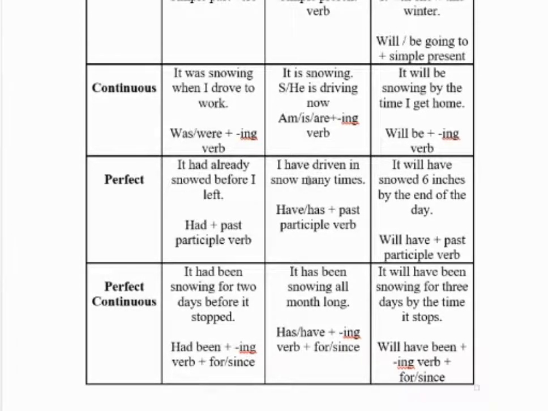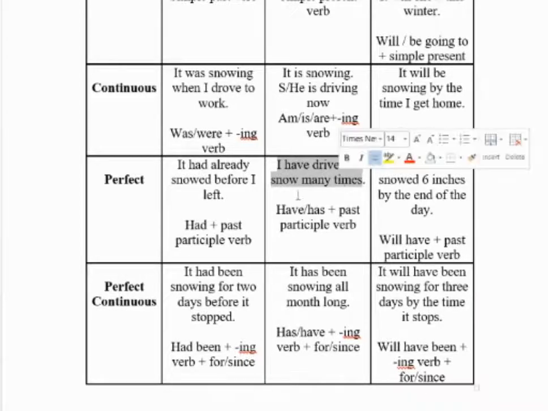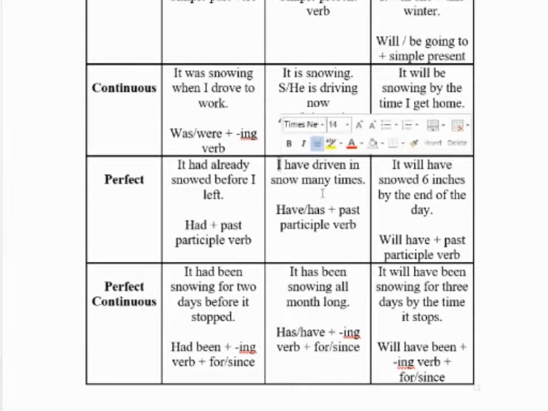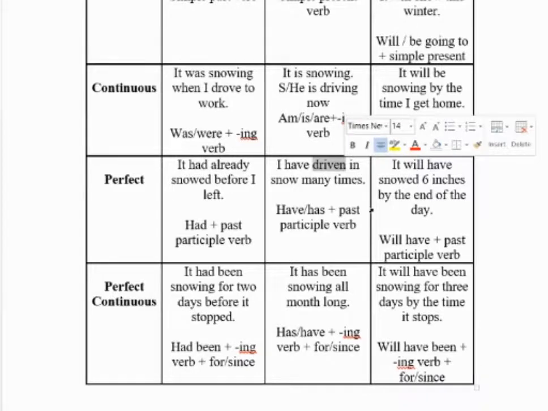In the present, I have driven. I have driven in the snow many times. So we have either have or has, depending on the subject. She has driven in the snow. He has driven in the snow, or they have driven in the snow, plus past participle verb. So the snow driven, sorry, it's irregular. It's from the verb drive.